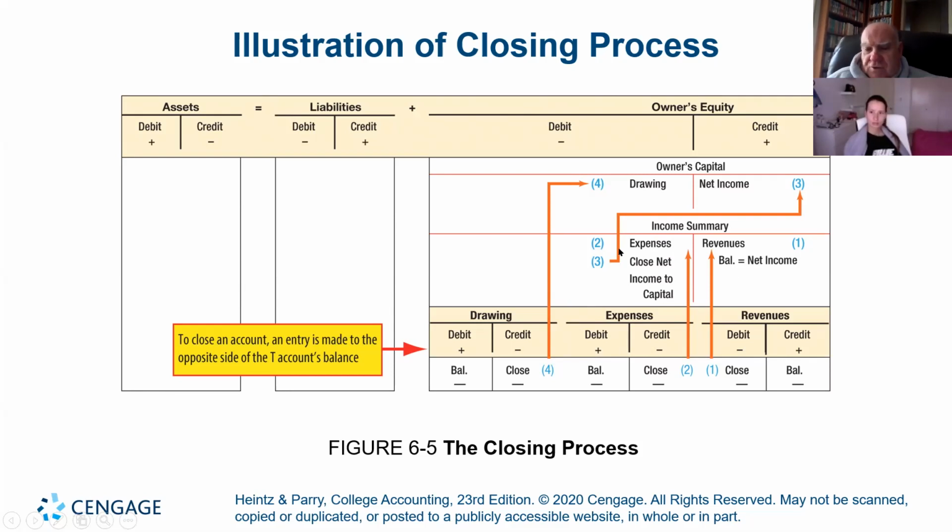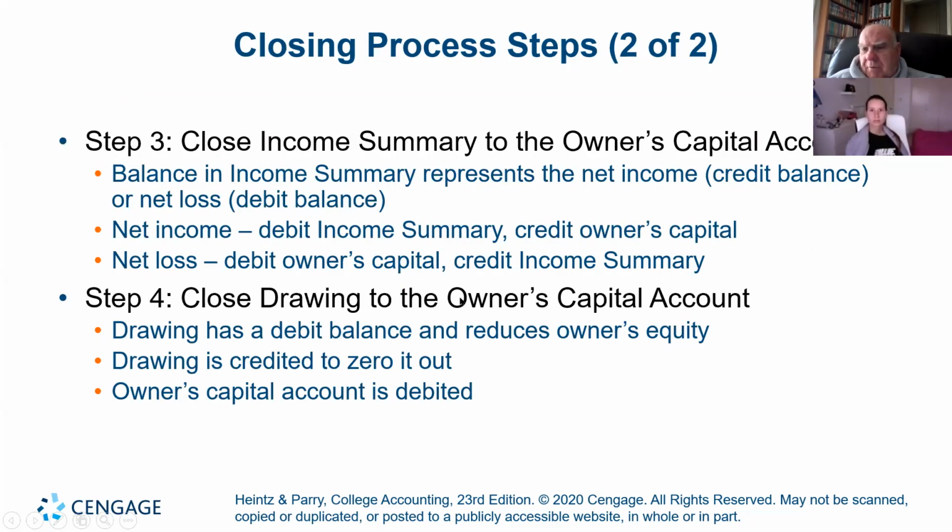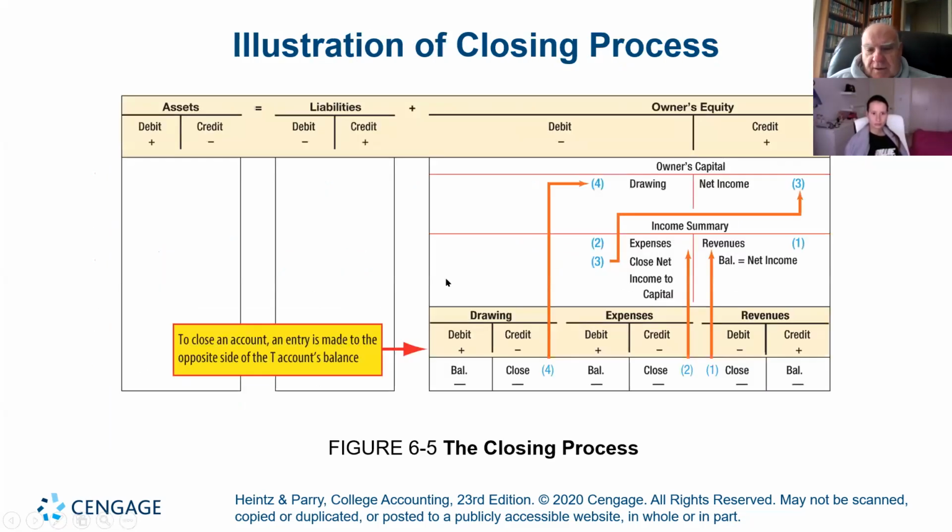We have to close drawing as well. We close drawing, but we don't use the income summary because it has nothing to do with the income statement. Drawing has a debit balance. It's a contra capital account. So we credit it to get rid of it, and the debit goes to owner's capital. So if you think about it this way, we have owner's capital with a beginning balance of some kind. We know on our equity statement, we increased capital with the net income, and we know we decreased capital for the drawing. So we've reflected everything here.